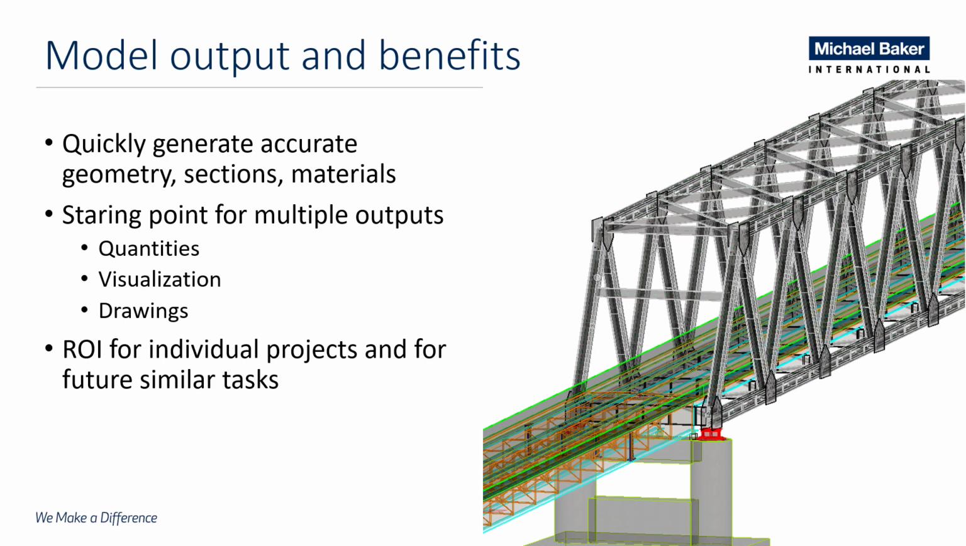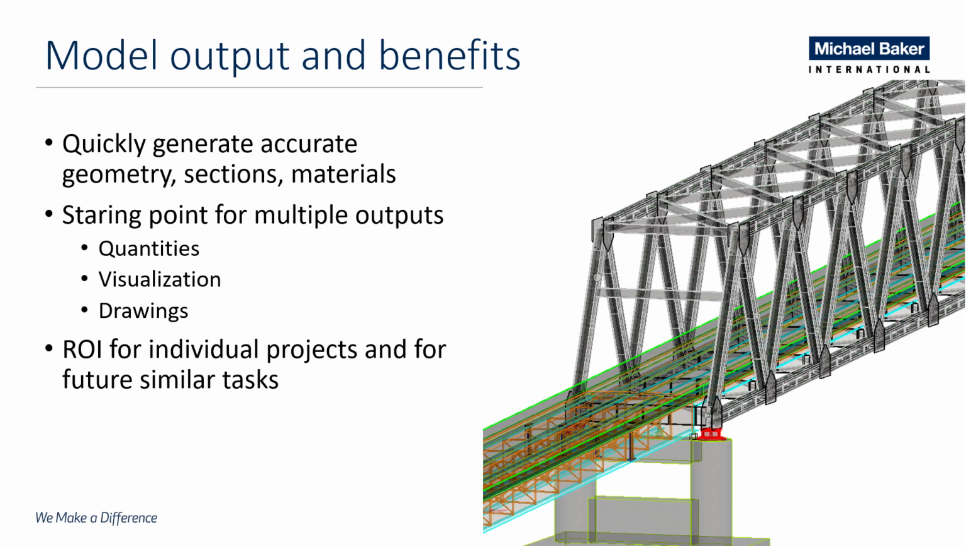So just as a summary, wrapping up, we're able to quickly generate our accurate geometry, our different sections that we need based on our structural analysis, as well as material properties, being able to link that directly to our model, starting to create that BIM model. And as I mentioned, this is really the starting point. We're able to do that.